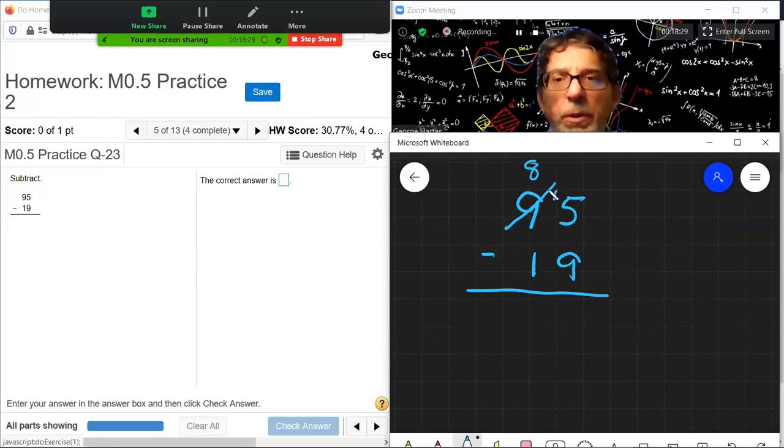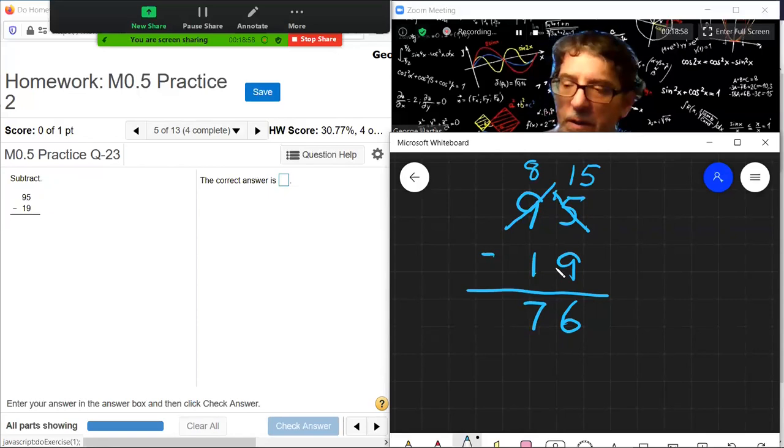Now, some people do it this way. Some people just slash out the 5 and write 15 on top. Either way works. It's the same situation. So see, now we have 15 here, which is more than 9. So we can definitely subtract these numbers. 15 minus 9 is 6. And then we come over to the tens column. 8 minus 1 is 7. So our answer is 76.